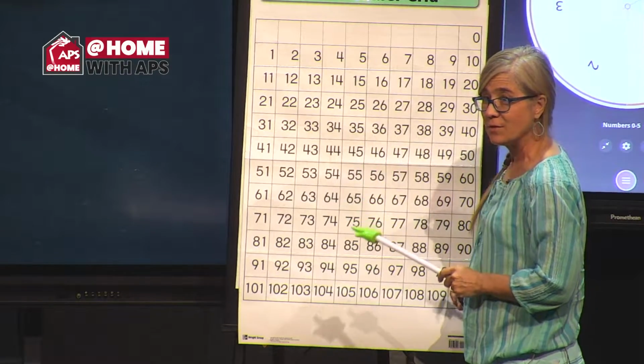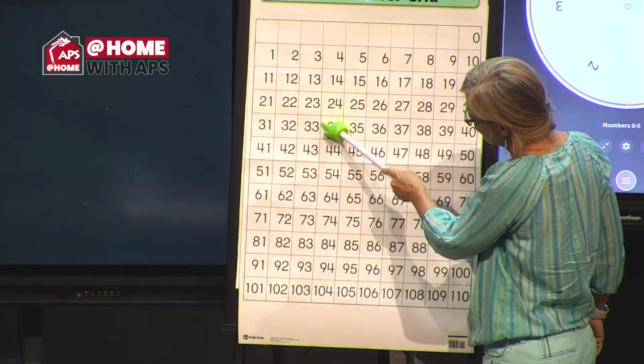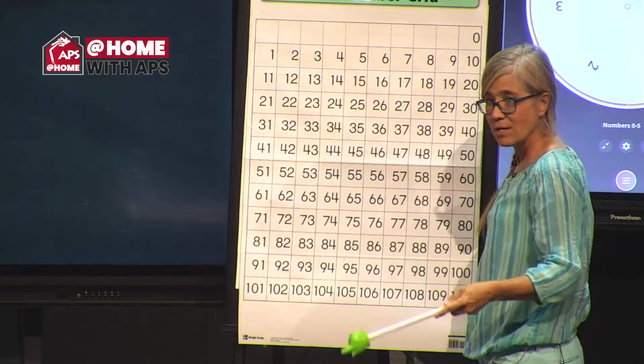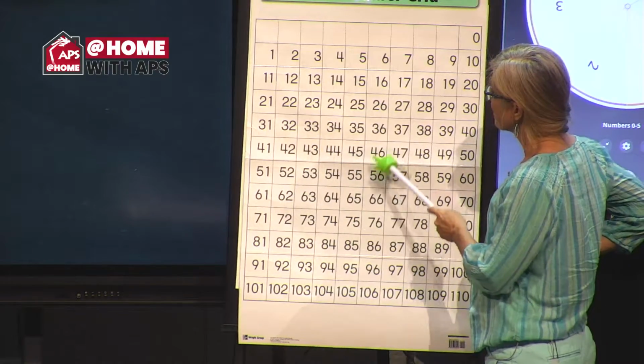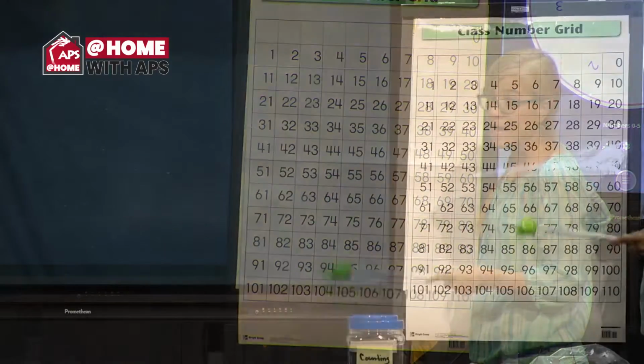Let's try down a different row. It follows a pattern. Do you notice the pattern? It's always the same last number that we're saying, and then the first number changes. The tens changes by 10 every time, right? So let's try fives, because sometimes we want to count 5, 10, 15.